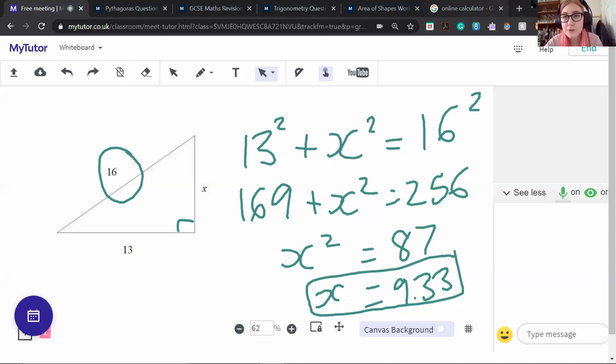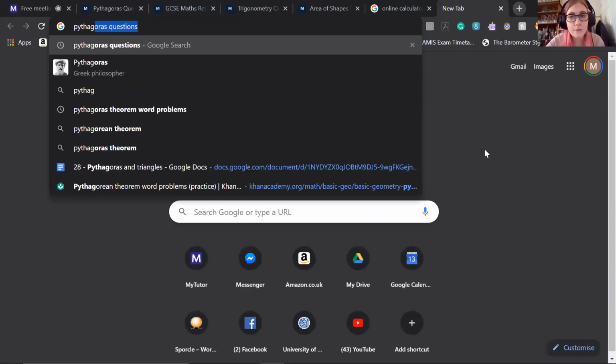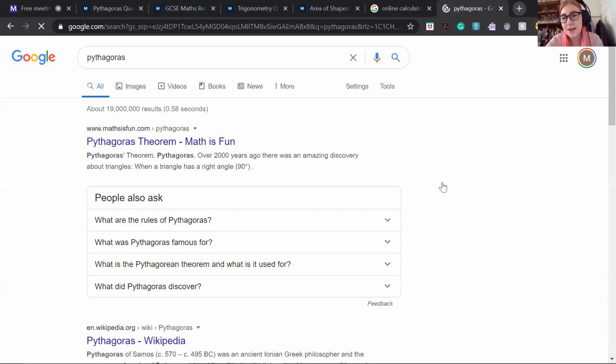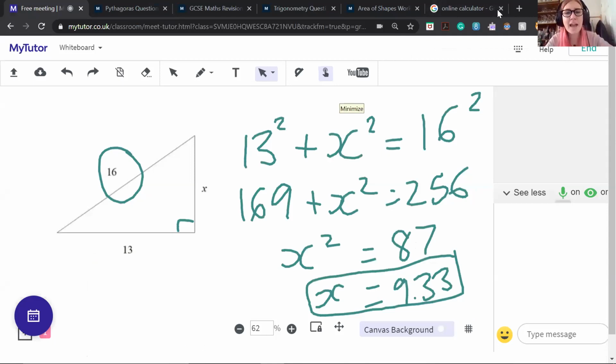Someone says, what does the word Pythagoras mean? That's the name of this Greek guy. Here you go. This dude who lived hundreds and hundreds of years ago and came up with this theorem. I don't actually know what else he did, but he loved geometry, so that's who Pythagoras was. Interesting to read about.